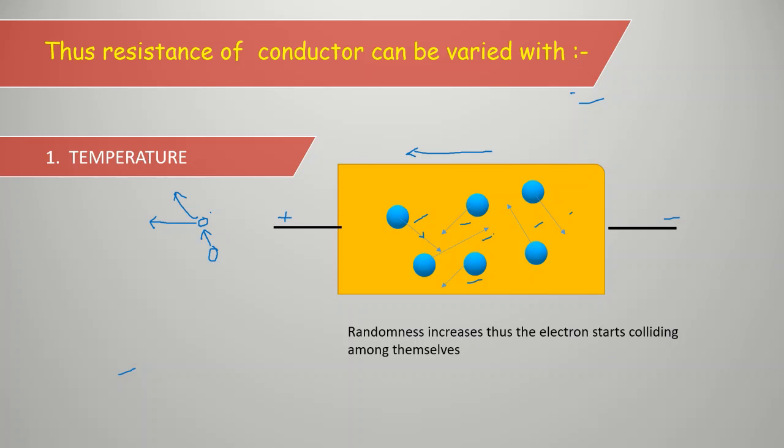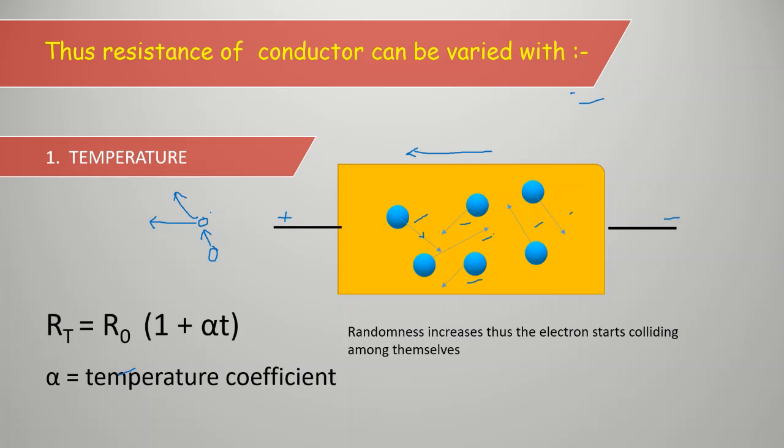So in this way, the randomness of the electrons increases as they start colliding among themselves with increase of temperature, and so with increase of temperature, resistance of a conductor increases. The formula for the variation with which resistance of a conductor increases is RT equals R0 (1 plus alpha T), where alpha stands for the temperature coefficient and T stands for the temperature at which we are going to obtain the resistance. So RT is the resistance at temperature T and R0 is the resistance at 0 degree centigrade.